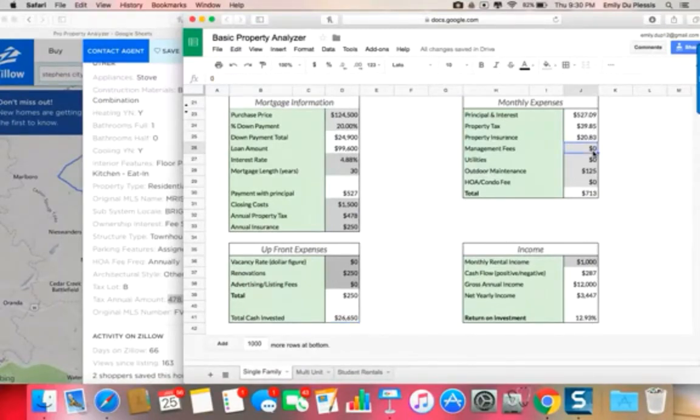Management fees: if you're planning to use management, you might want to put that fee in here. Even if you're not planning to use management, if you think eventually down the road you might want to use it, you might want to include it here, or not if you're just getting started. If you're paying any kind of utilities, you're going to put that here.